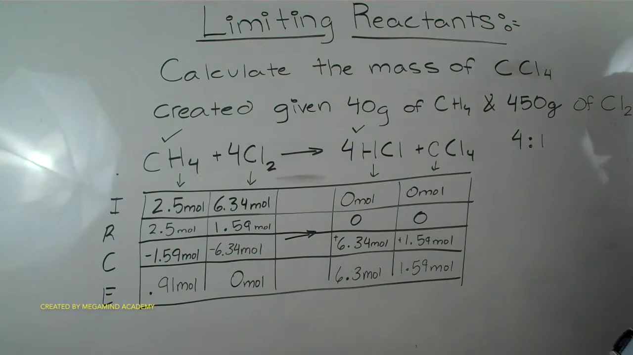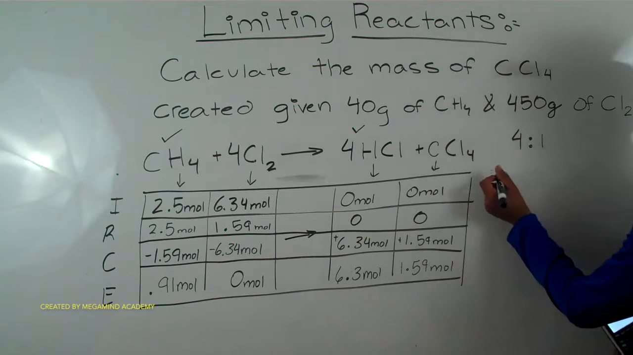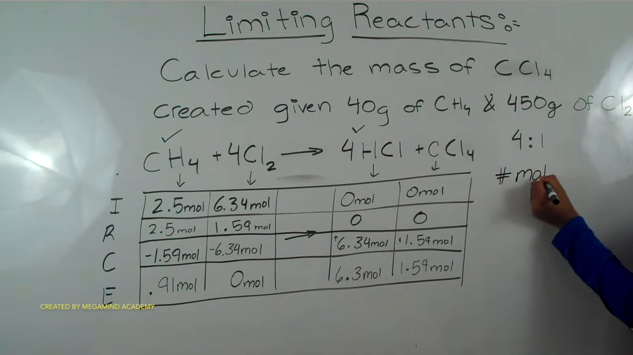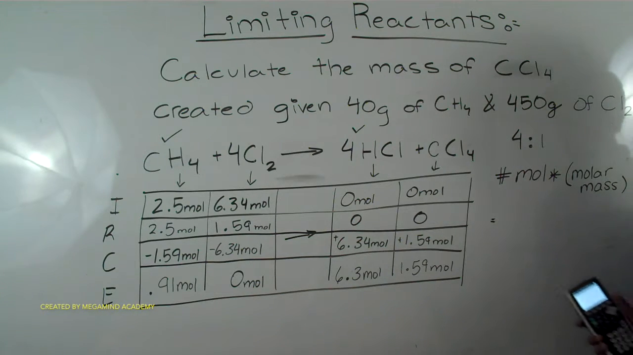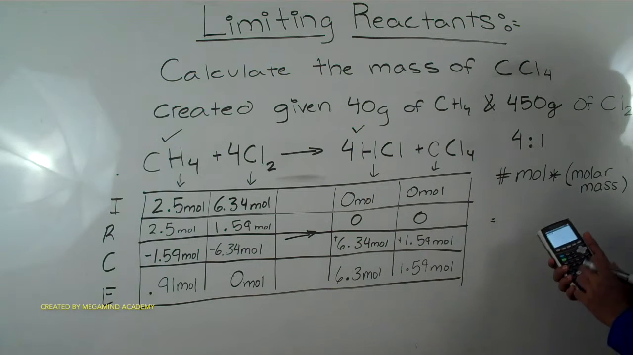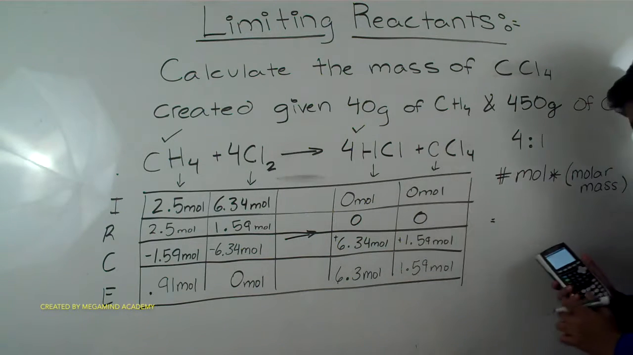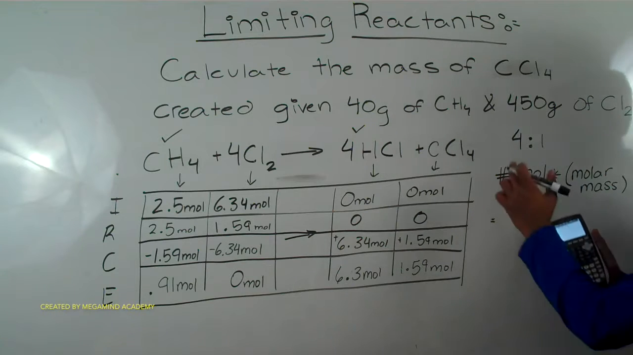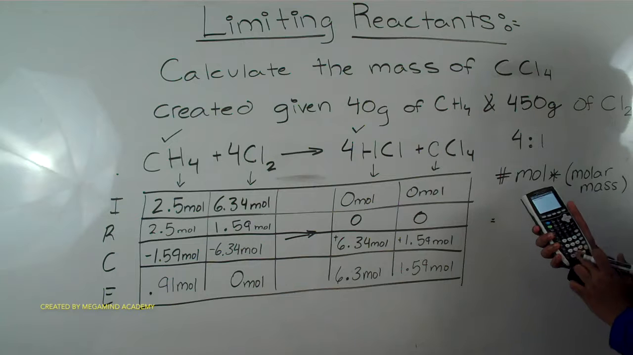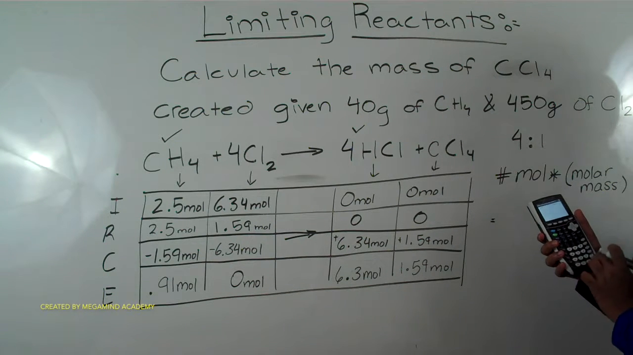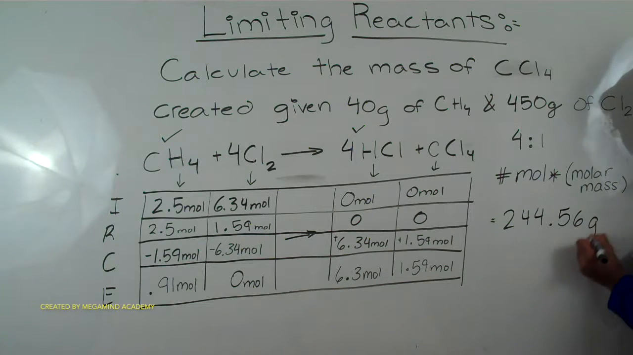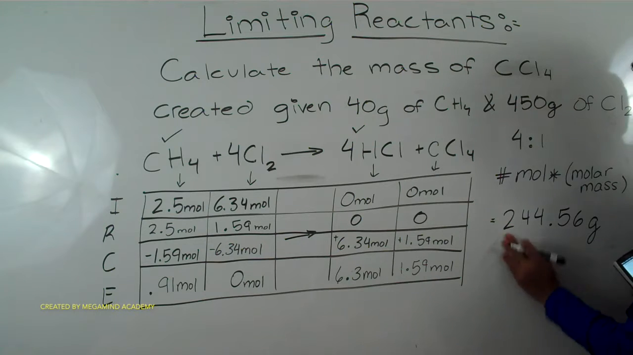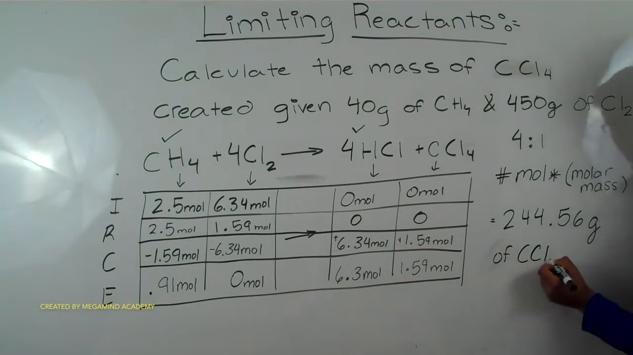So now we have the last step. We have to calculate the mass of CCl4. We do that just by multiplying the number of moles times the molar mass. So that is equal to 1.59 times, in parentheses, C, which is 12, plus 4 times, in parentheses, Cl, which is 35.453. And that gives us 244.56 grams of CCl4 created.